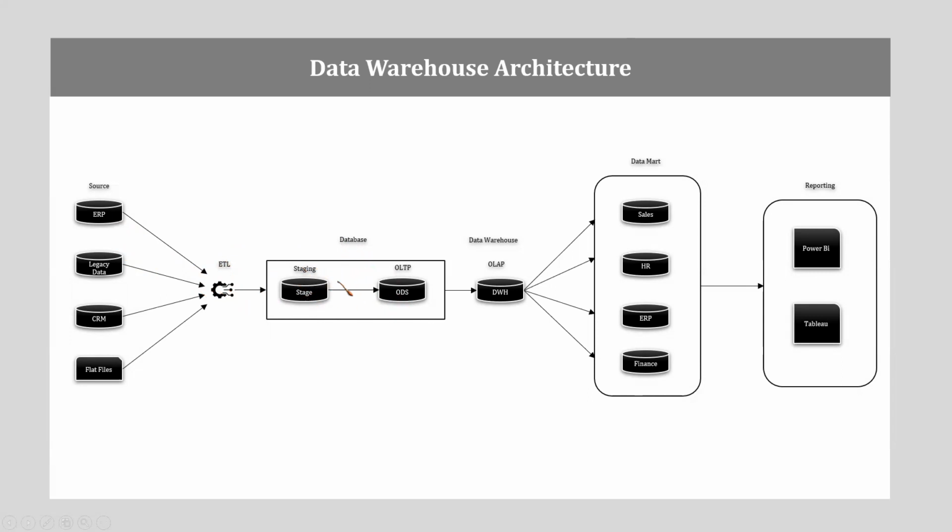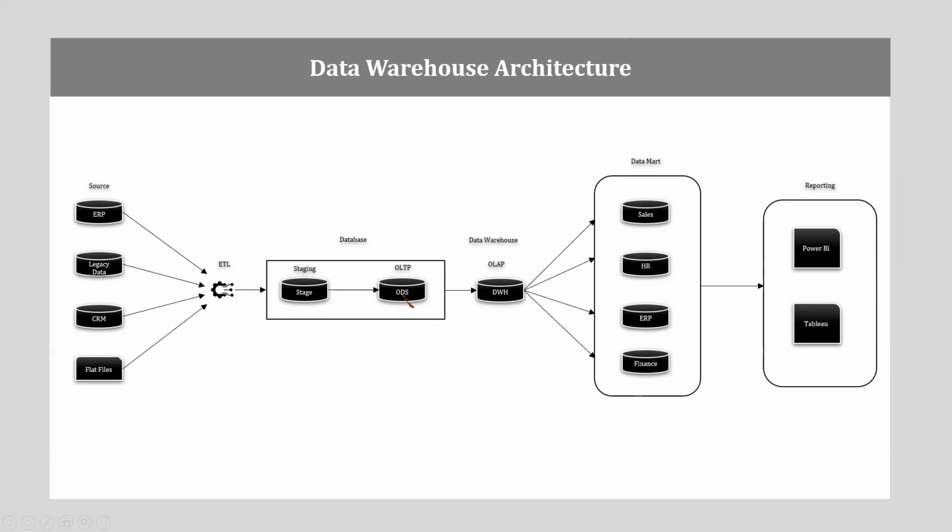Inside the database we keep the data in two different places. One is a staging area, another one is an OLTP area. OLTP means current data. Staging area means we directly take the data, do the transformation, then directly load it into our staging area. From that staging area only we can load it into our OLTP location.